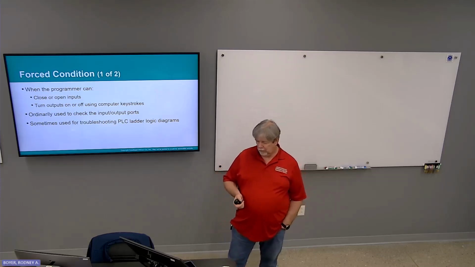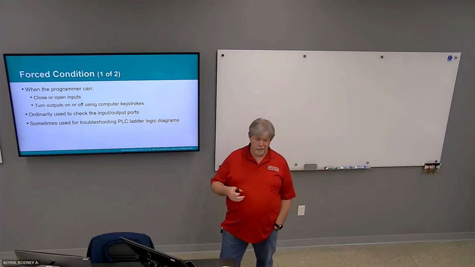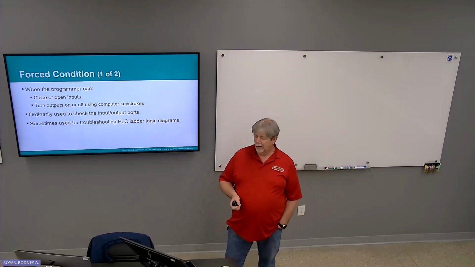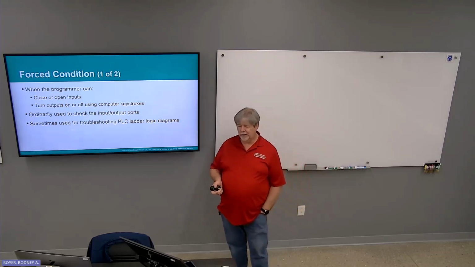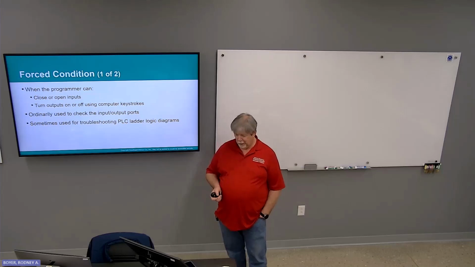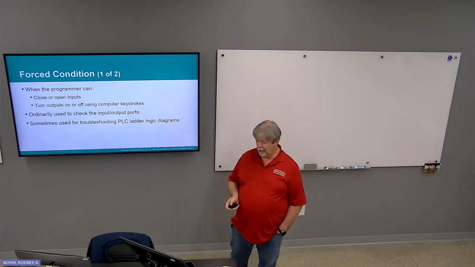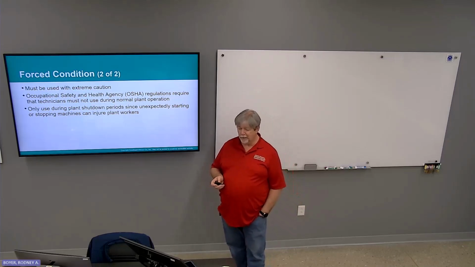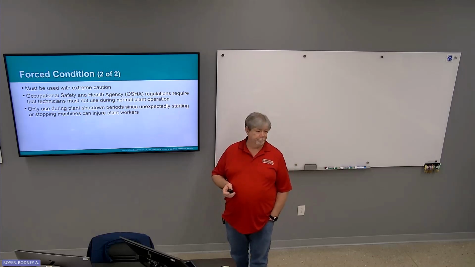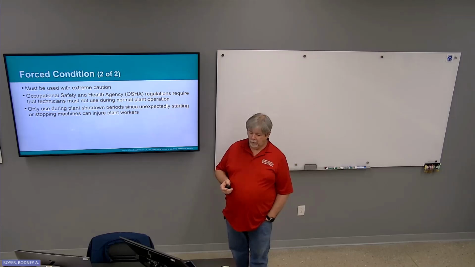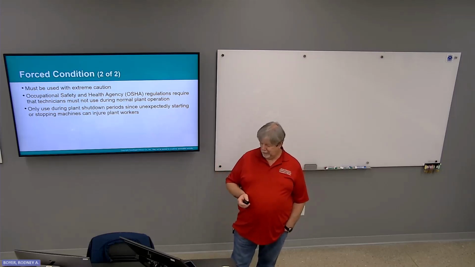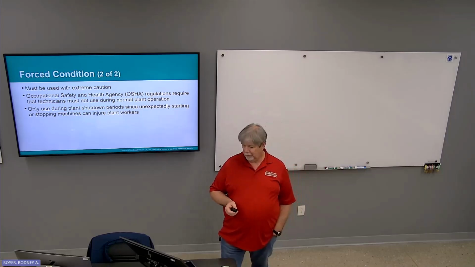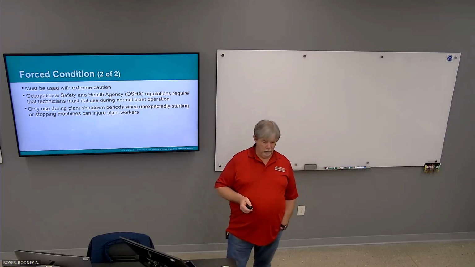Programmer can close or open inputs, tell the controller that they're either open or closed. Turn outputs on or off by using computer keystrokes. Programmer use to check the input and output ports, sometimes used for troubleshooting the ladder diagram. Must be used with extreme caution. OSHA regulations require that technicians must not use during normal plant operation. Only during plant shutdown periods, since unexpected starting or stopping can injure plant workers or you.